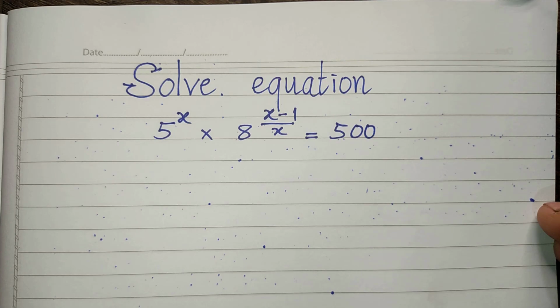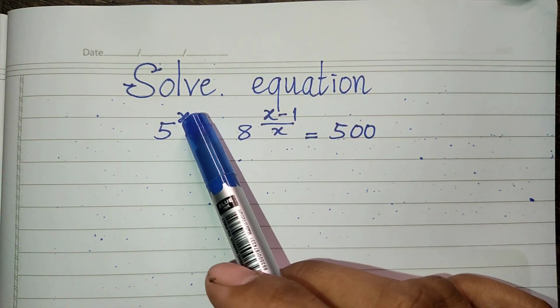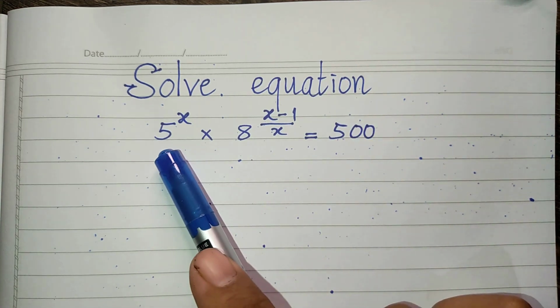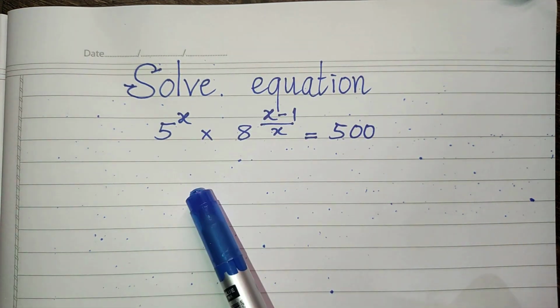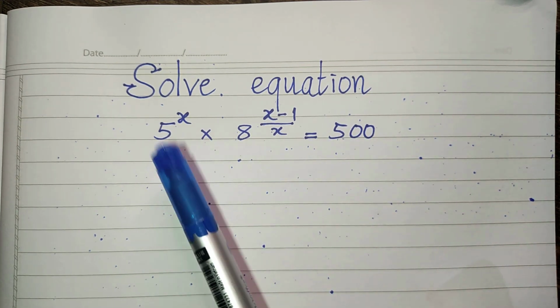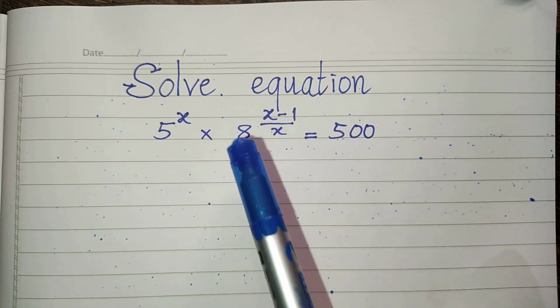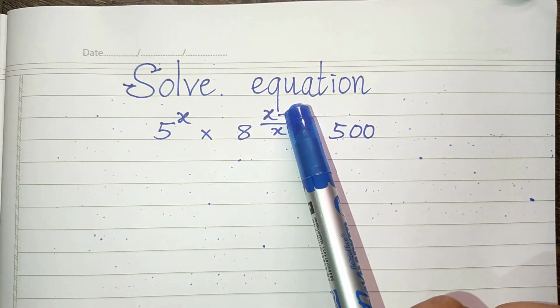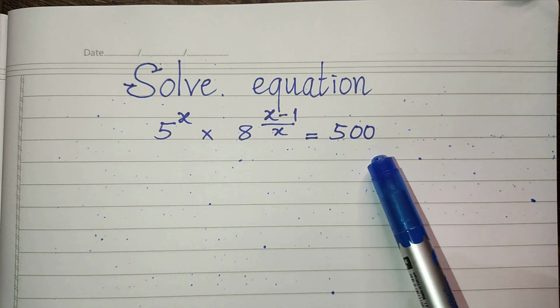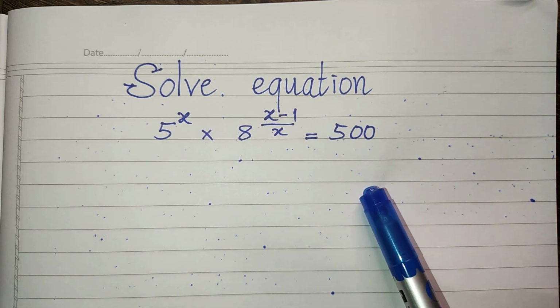Today I have one exercise. Our equation is an exponential equation. This equation has different bases: y power h multiplied by h power (h minus 1) divided by h equals 500. Do you know how to solve this? If you know, please do it.